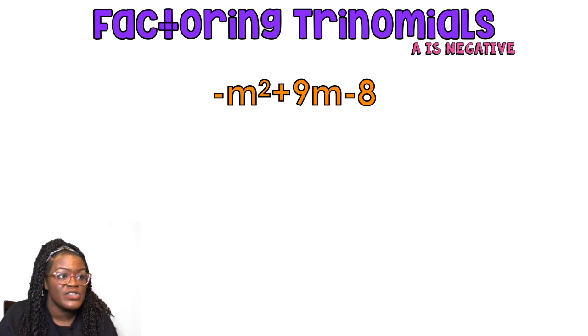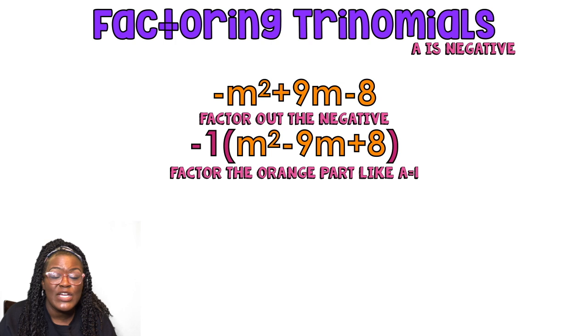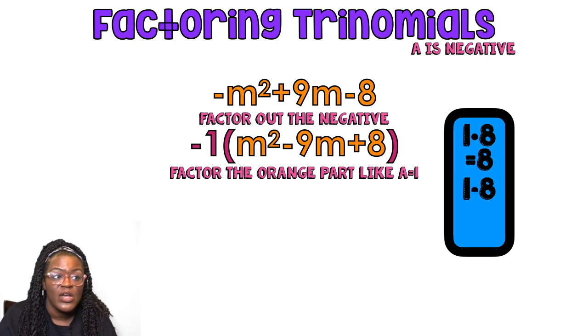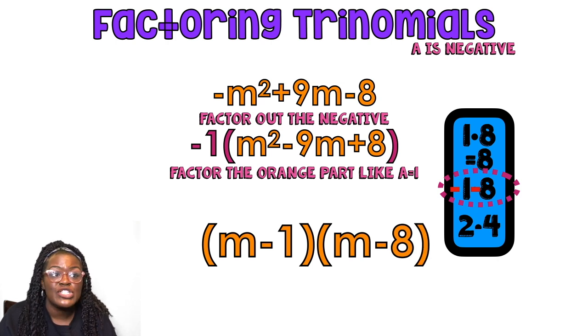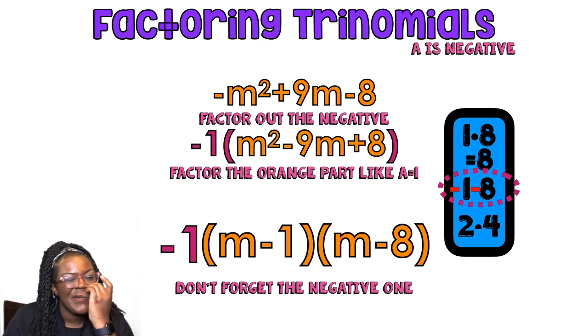Okay, so factor out the negative. If there is a negative in the front of your problem, you want to factor out negative one. The stuff on the inside, I'm going to factor. And I know that it is A equals one, so all I do is look at C. C is eight, so I'm going to find factors of eight. One times eight, two times four. Which one can give me a negative nine? One and eight, but both numbers have to be negative to make this happen. So I factor that as minus one and minus eight, but don't forget the one. You could just put a minus in front or a whole negative one, whatever works. So that's basically factoring out a GCF.